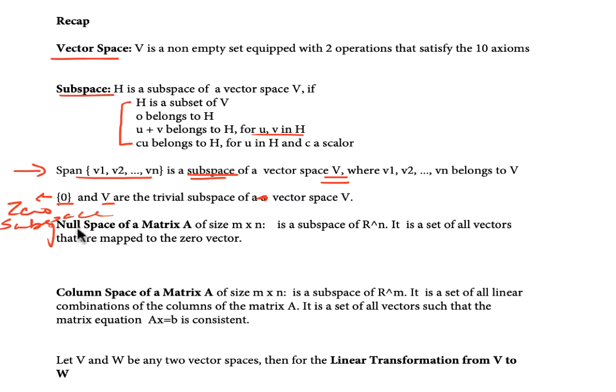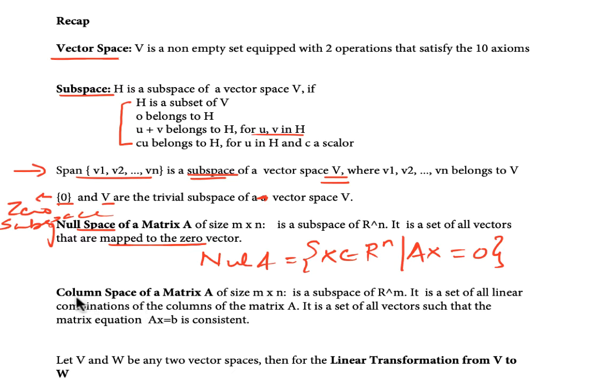Then we talked about the null space of a matrix of size n by n. A null space is always a subspace of Rn. What is a null space made up of? It is all the vectors which are mapped to the zero vector. In other words, the null space of A is the collection of all those vectors x in Rn such that when A acts on x, it goes to the zero vector.